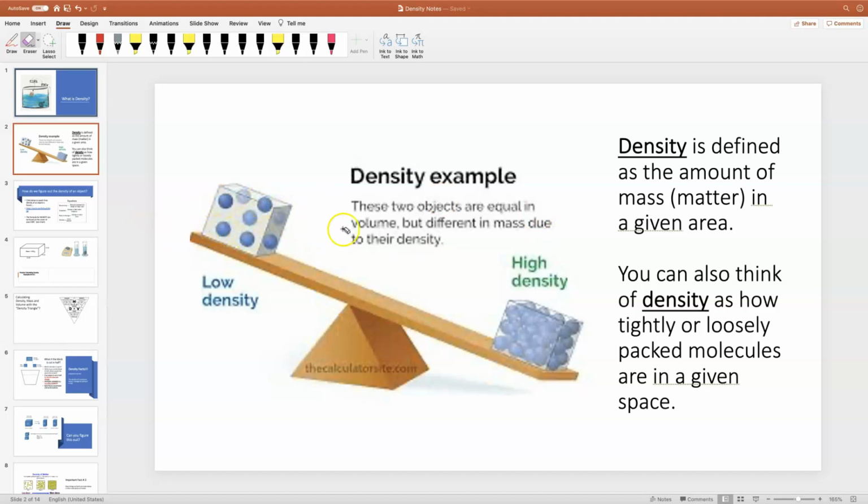But when we look at the thing on the right, which is the high density, you can see that there are so many more molecules packed into that space versus the one on the left. Thus, this has the higher density. In essence, that makes it weigh way more for its actual size, and that's why the balance beam is down on the right and up on the left. So again, think of density as how tightly or loosely packed molecules are in a given area.